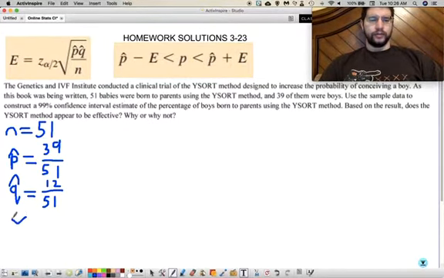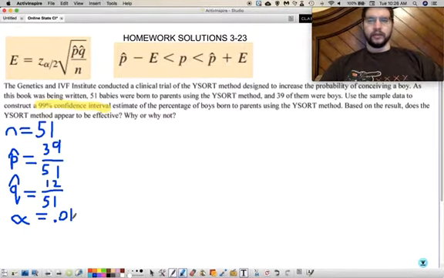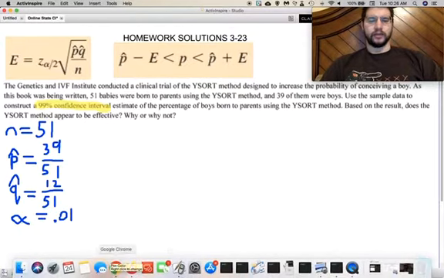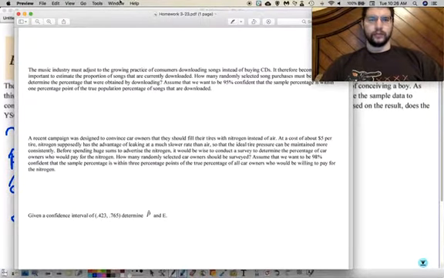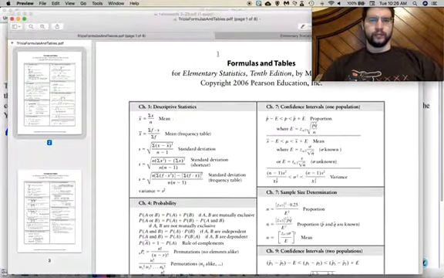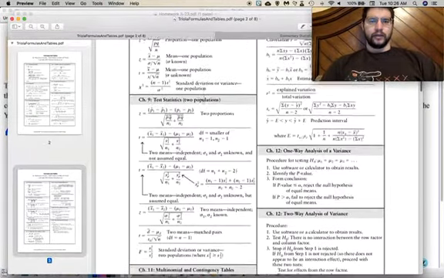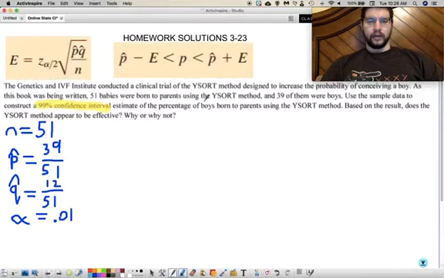And then our alpha value, since we're looking at a 99% confidence interval, makes alpha 0.01. So you could remember those values, you could look them up on the chart, or you could do the inverse norm, whichever one you want. I'll look them up on the chart and then use the calculator so you can see both ways. So what are we going to look up? We're not going to look up alpha, we're going to look up alpha over 2. So not 0.01, but 0.005.